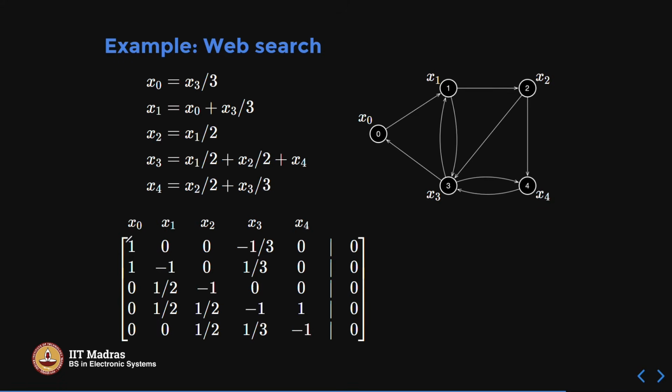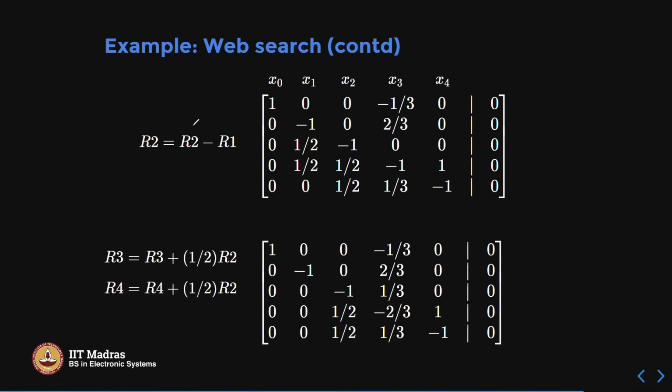You start with 1, 1. It's non-zero here. I make everything below that 0. So I do R2 is R2 minus R1. And then I come here, this is non-zero, I have to make everything below that 0. So I do R3 is R3 plus half R2, R4 is R4 plus half R2. Then I've done that also.